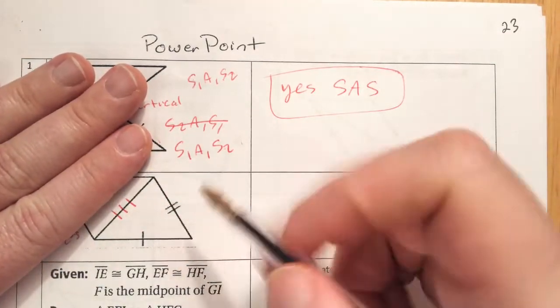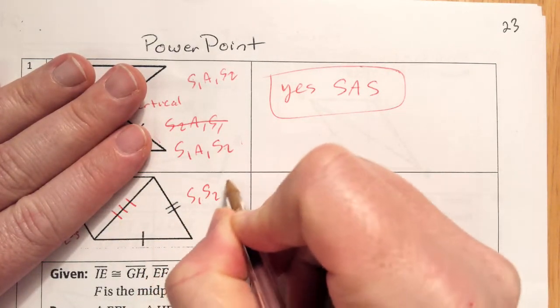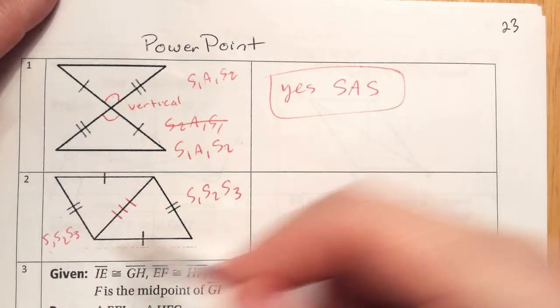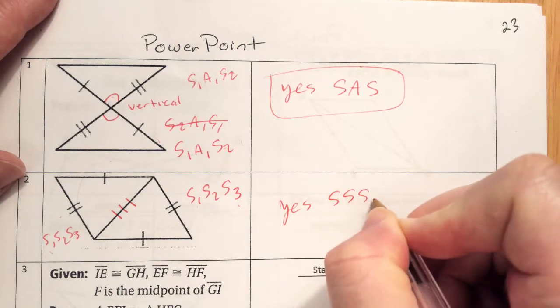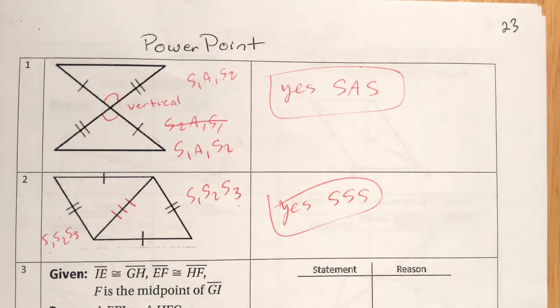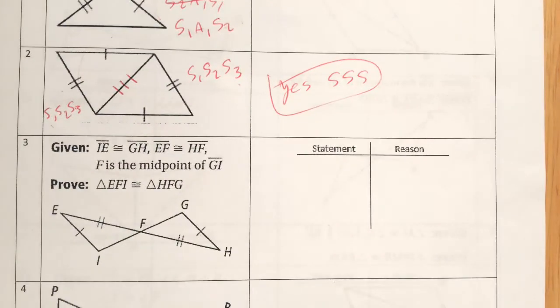And same thing over here. I could do side 1, side 2, and side 3. Awesome. Are these exactly the same? Yes, they are. So yes, because of side, side, side. All right. Okay, let's go to number 3.